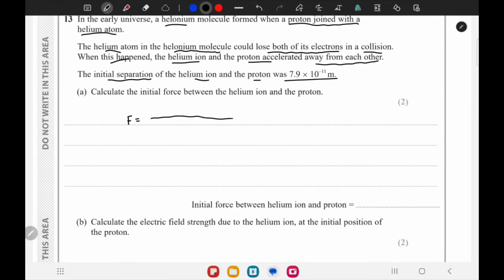The electric force would be kQq/r². The helium ion had a charge of 2 × 1.6 × 10^-19. The value of k is 8.99 × 10^9. And the charge of a proton is 1.6 × 10^-19, divided by the distance between them squared, so (7.9 × 10^-11)². The force would come out to be 7.38 × 10^-8 newtons.